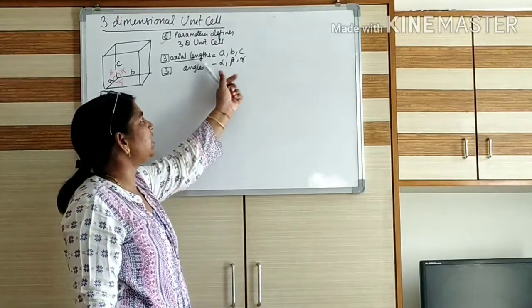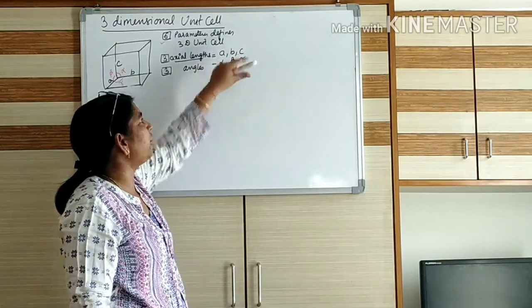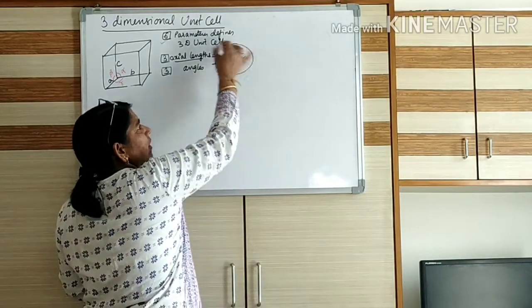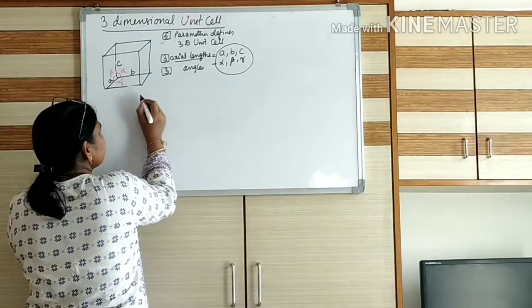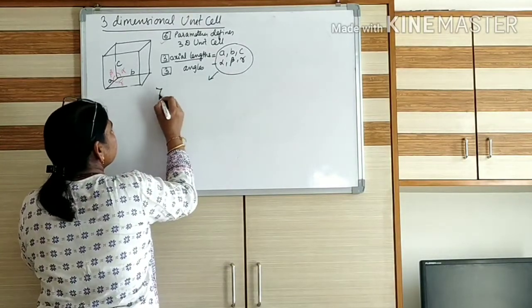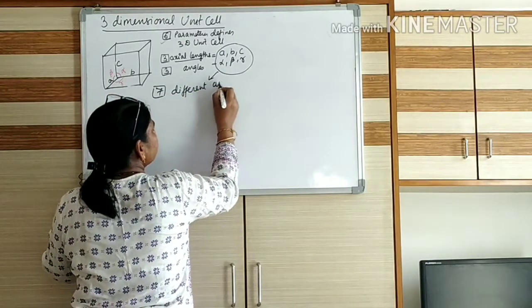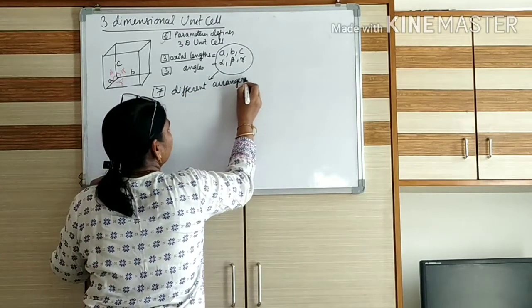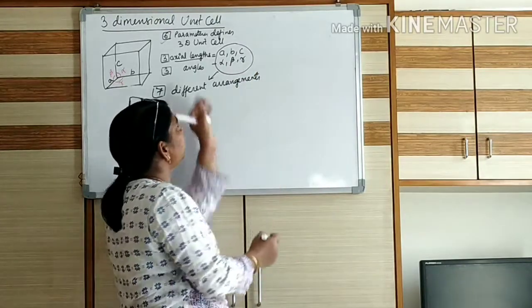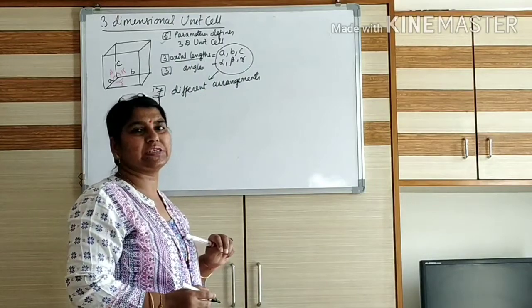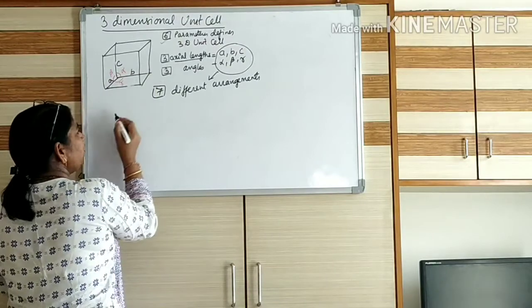By bringing changes in the arrangement of these 6, we can have 7 different arrangements. And those 7 different arrangements in the 3-dimensional unit cell are called the 7 Bravais lattices. So, the 7 Bravais lattices of the 3D unit cell.